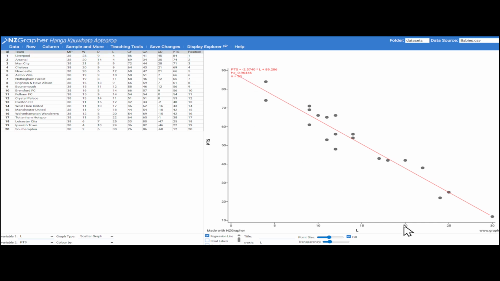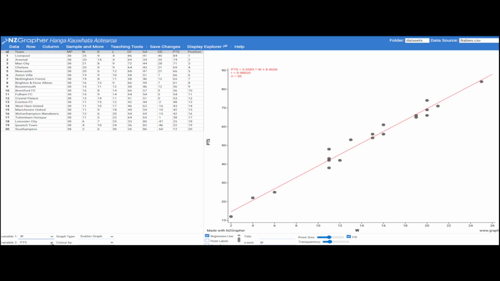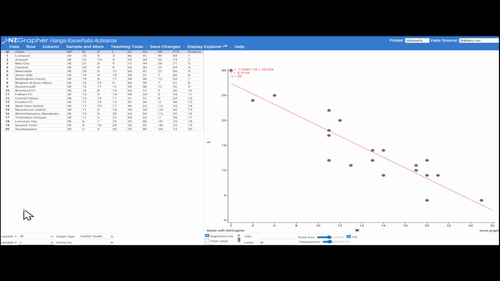Okay, negative correlation, good correlation. There we could be fairly confident if we were to make some predictions using that, it would work if we did a hypothesis test. Okay, let's look at wins and losses. So along the x-axis, I'm going to put the number of wins, and along the y-axis, I'm going to put the number of losses.